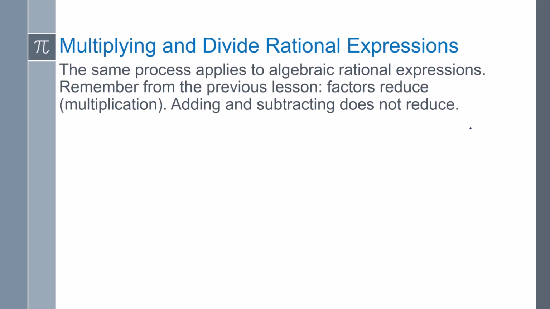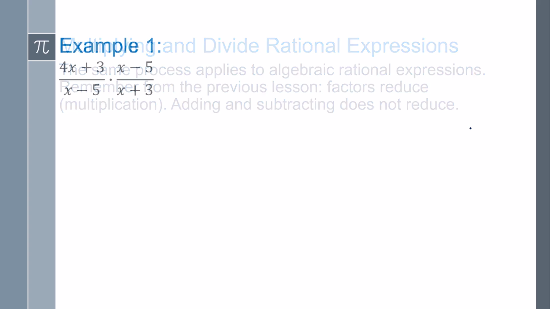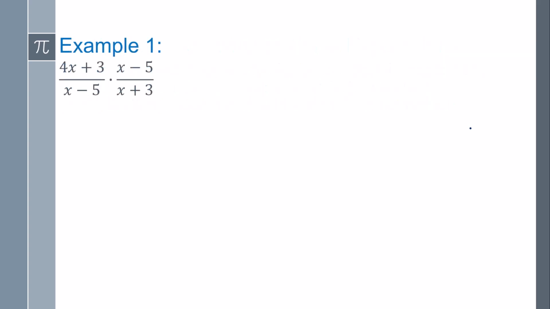Now, the same process is going to apply to rational expressions. Now remember, factors reduce. They have to be factors for them to reduce. So for example, that's a plus, so we have to consider that as one thing. That's a minus, so that's one thing. That's one thing, because that's a minus. Okay, well, it's multiplying, so we can combine it together.